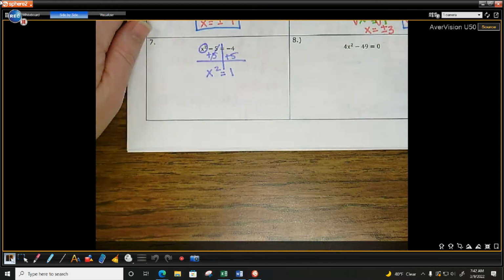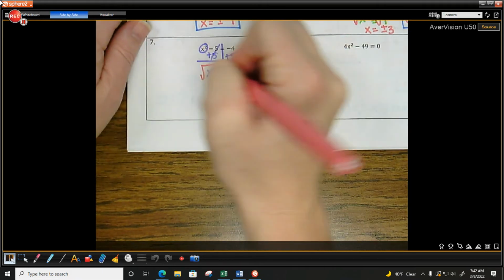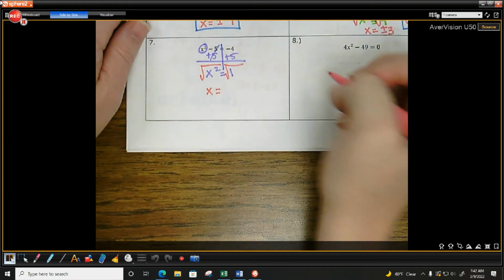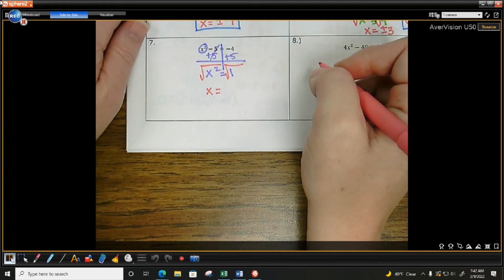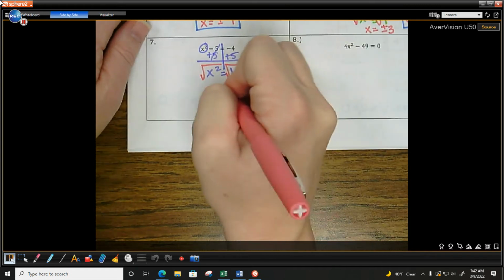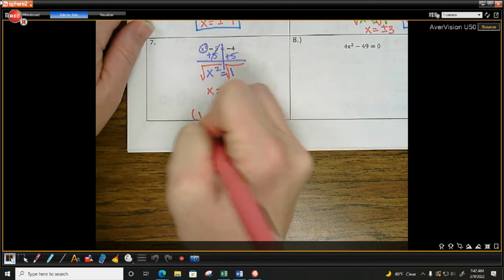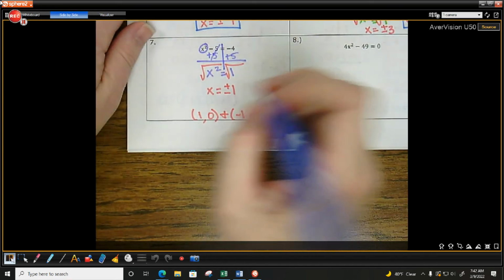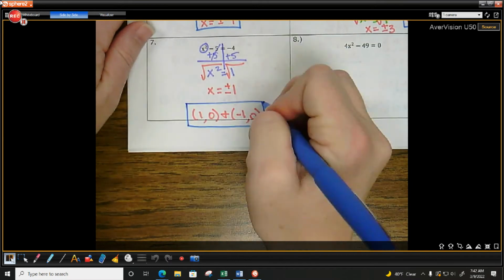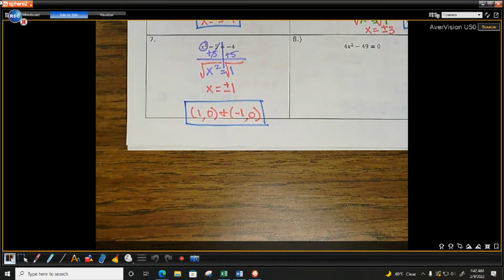What do you do to get rid of a square? Square root, and you get x equals 1 plus or minus 1. So that's 1, 0, and negative 1, 0. Again, guys, I am switching up how I am writing my roots, my zeros, my x-intercepts, my solutions, just to show you there are multiple correct ways to write your solutions.